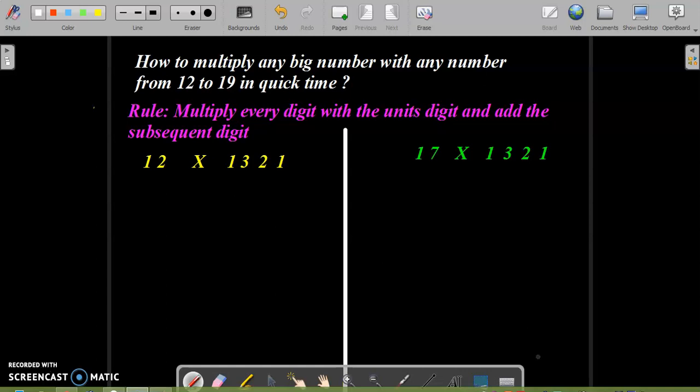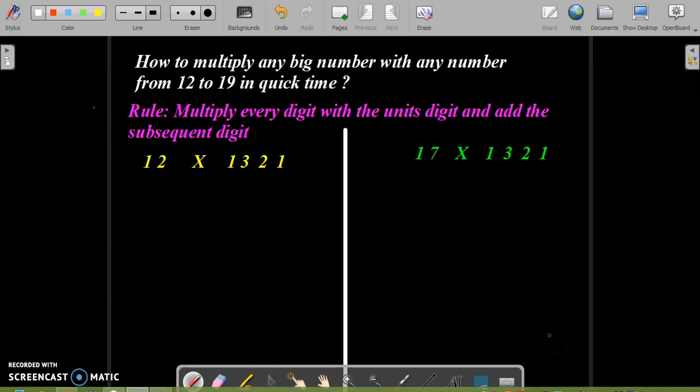It's a very interesting video and it is very useful for doing multiplication in quick time. So what does the video say? How to multiply any big number with any number from 12 to 19 in quick time, and the rule has been written there on the screen. Multiply every digit with the units digit and add the subsequent digit. So I will show you how to apply this rule and get the value here.